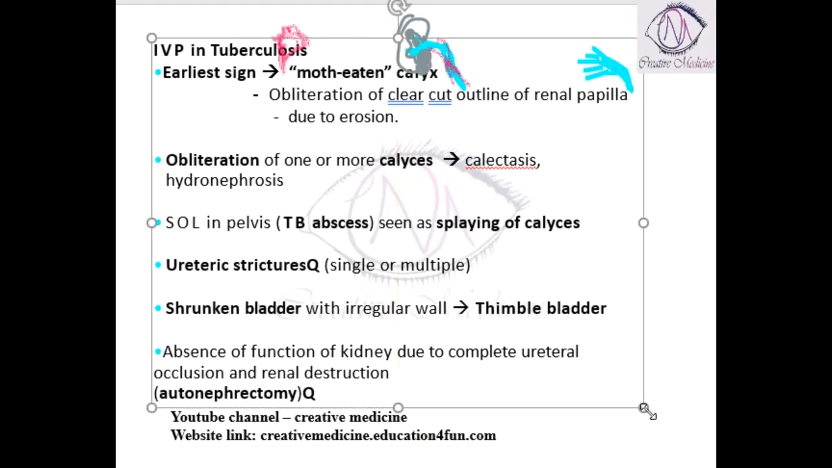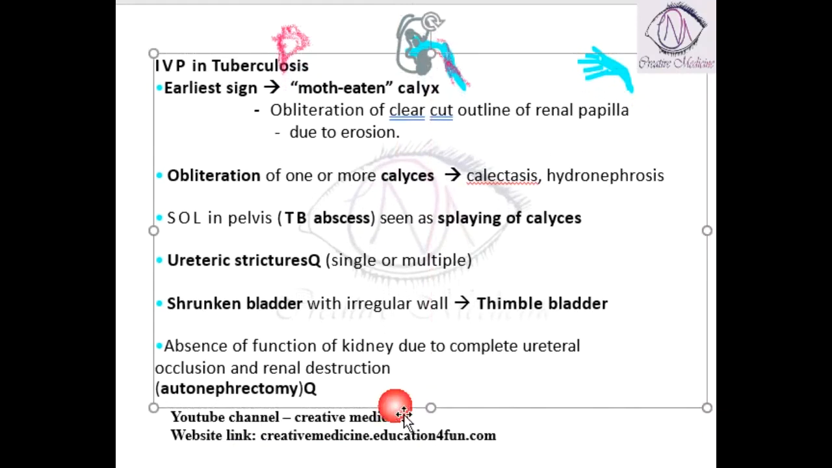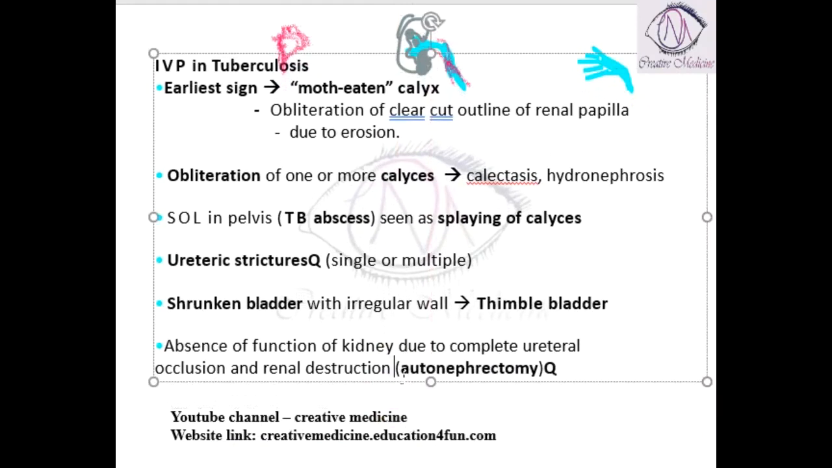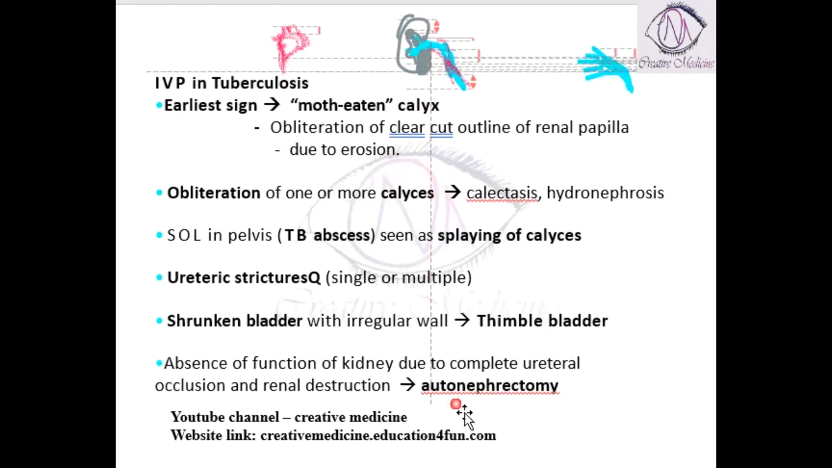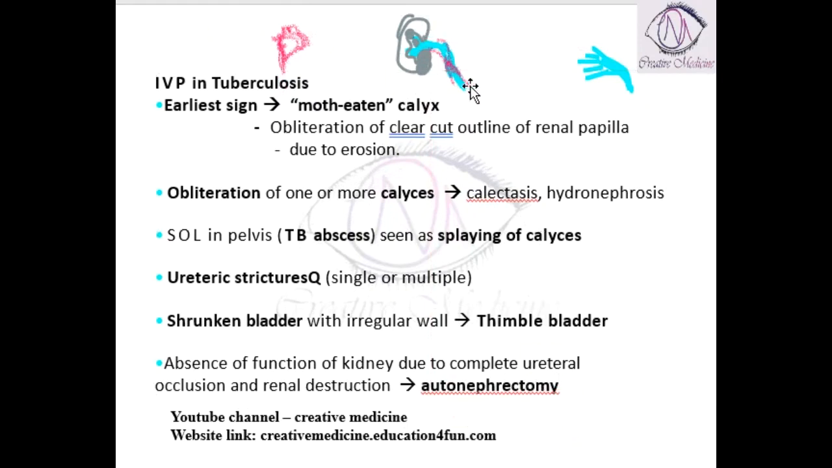Sometimes you can see that there is absence of renal function. Kidney function will be completely absent, mainly due to the ureteric obstruction. Whenever there is complete ureteric occlusion or complete ureteric obstruction with renal destruction, this will result in autonephrectomy. So all these are seen in intravenous pyelogram.